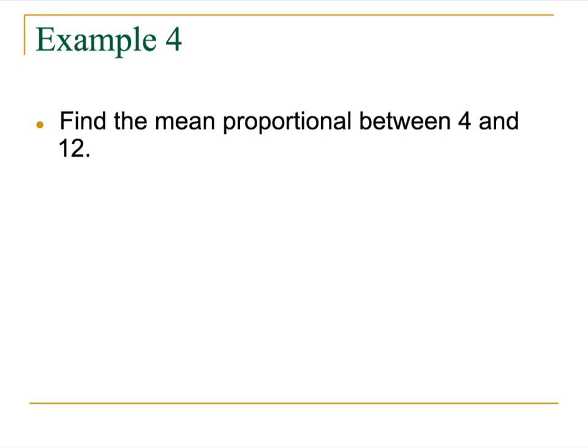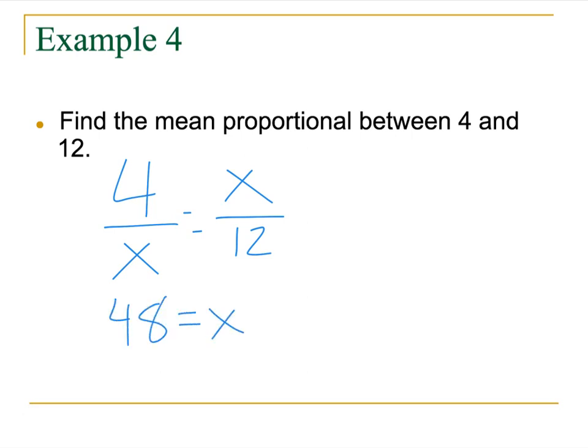All right, so I've got 4 over x equals x over 12. Cross multiplication. So what's 4 times 12? That's 48. Is equal to x squared. Got to square root both sides.